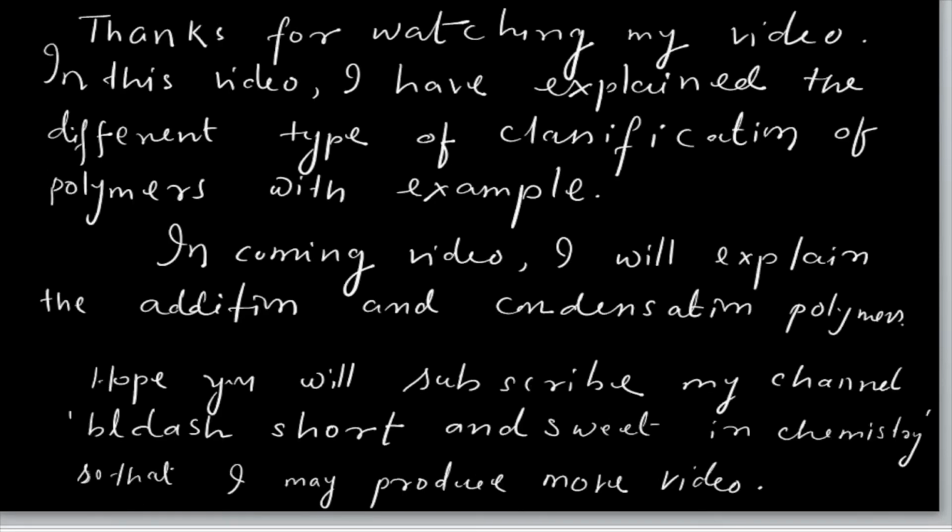So these are the types of classification of polymers. Thanks for watching my video, and thanks to all again. In this video I have explained different types of classification, and in the coming video I will explain addition and condensation polymers. Addition and condensation are very important. What is addition? What is condensation? What are the other names of addition and condensation? You will see in the coming video, which is very, very important in the polymer chapter.